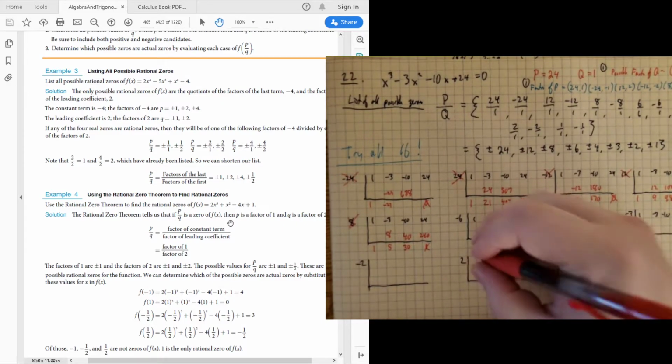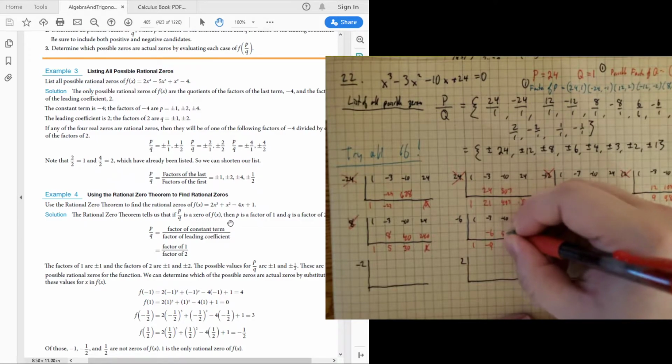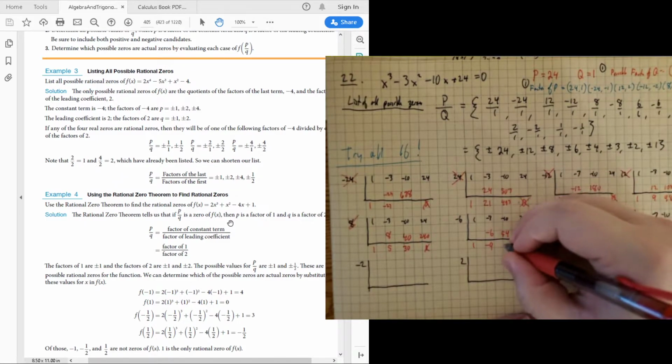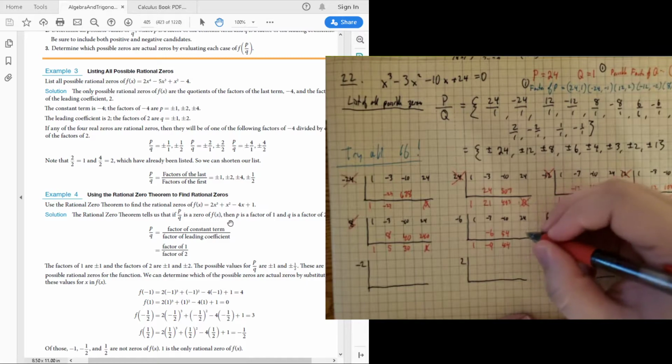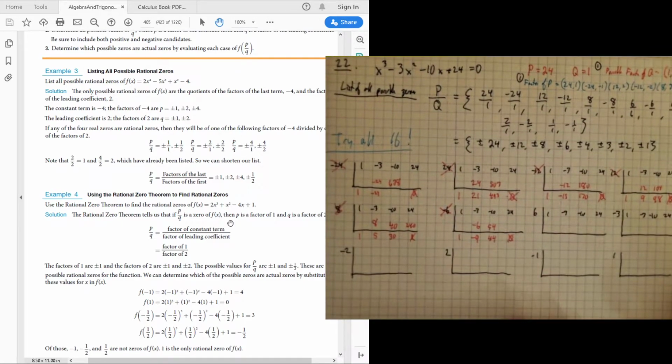Okay, negative 6. 1, negative 6, negative 9, positive 54. That would become 44. And negative 6 times 44 is too big. So I know it's never going to get to 0. I know negative 6 is out.